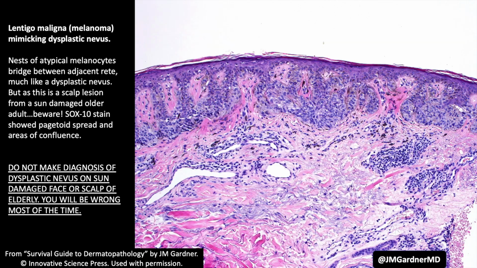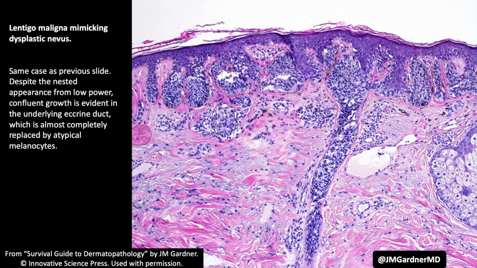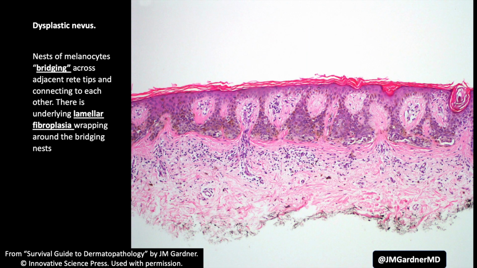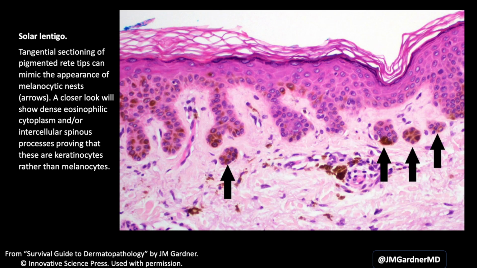But just to give you an idea, melanoma in situ really can look similar to that pattern. So it's the sun-damaged face skin that is the clue that probably you're not dealing with a true dysplastic nevus. You're dealing with a melanoma in disguise.